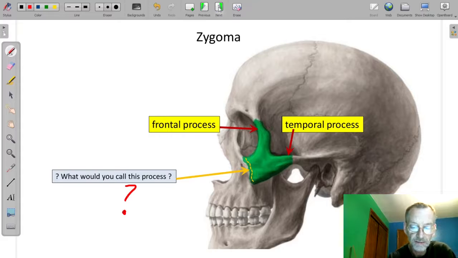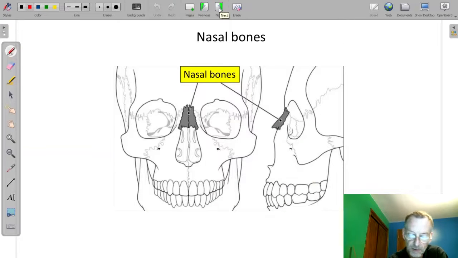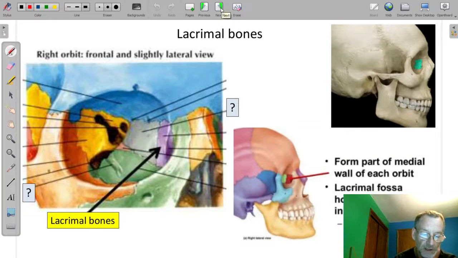Next slide. Nasal bones, pretty straightforward, not much to talk about, just be able to identify them. There are 2 of them right on the bony bridge of the nose. The lacrimal bones are in the orbit, forming part of the medial wall. They're purple on the left figure.